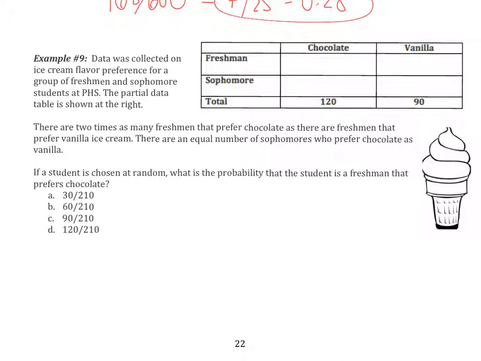Okay, so we can't answer this question yet because we don't have very much information in the table. What is the probability that the student is a freshman that prefers chocolate? That's these people right here. Problem being, I don't know those people. So we're going to need to use this information, that middle section. There are 2 times as many freshmen that prefer chocolate as freshmen that prefer vanilla. What can I do with that? 2x. So twice as many freshmen prefer chocolate. The vanilla then is just x. There are an equal number of sophomores who prefer chocolate as vanilla. y and y.